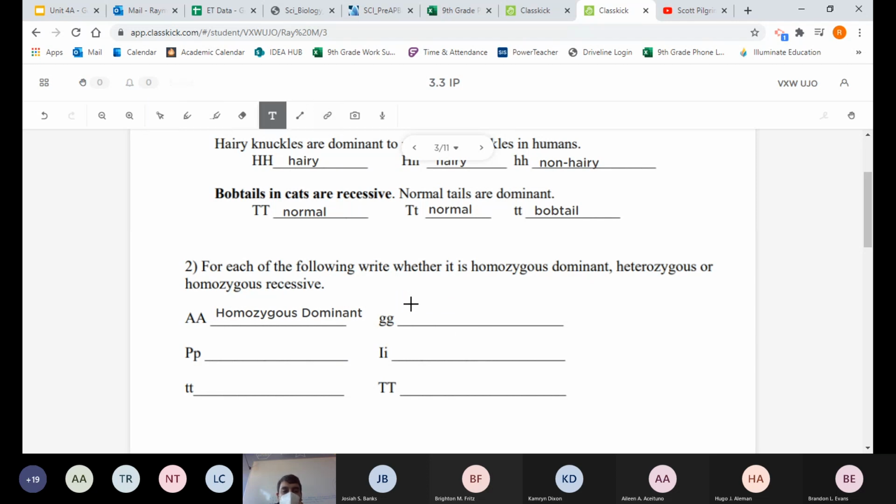Now look to the right. We've got little g, little g. Again, we have two of the same. That's going to mean this is homozygous recessive because we've got two lowercase letters.